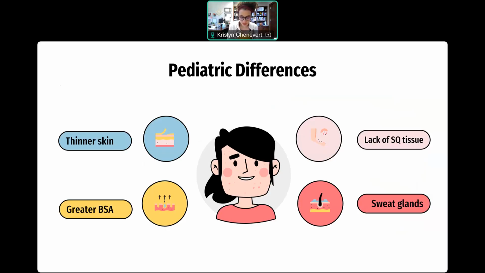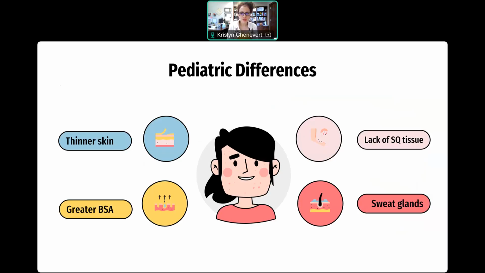That greater body surface area also results in greater losses from sweating, and then also greater losses from just heat exposure. So we want to be monitoring their fluid volume status and hydration and all of the assessment data that goes along with that. And then also keep pediatric patients, especially tiny ones, away from the extremes of heat and cold because they're just not going to be able to tolerate and adapt to those like you and I would.